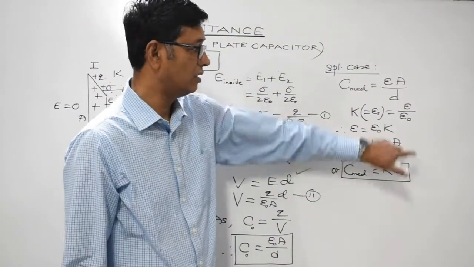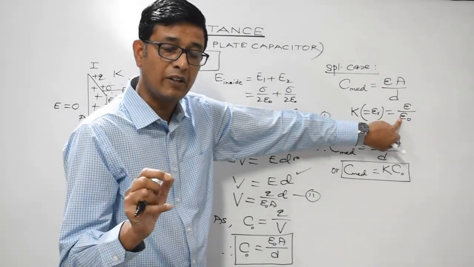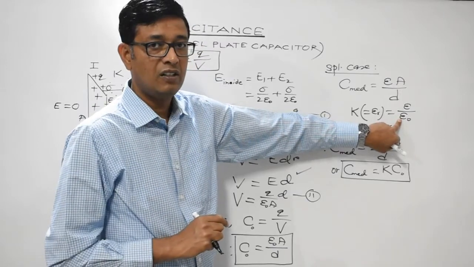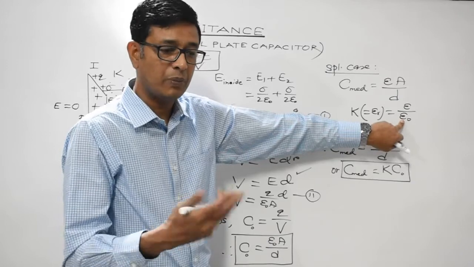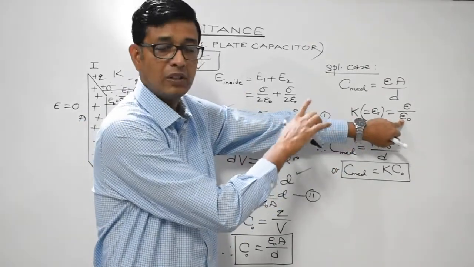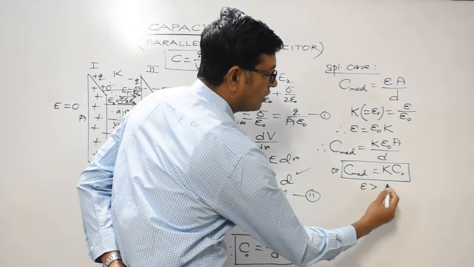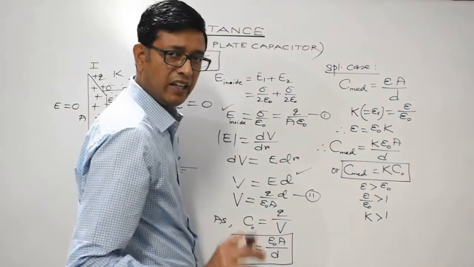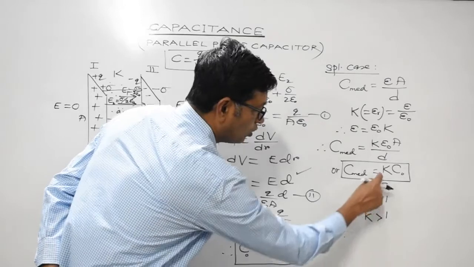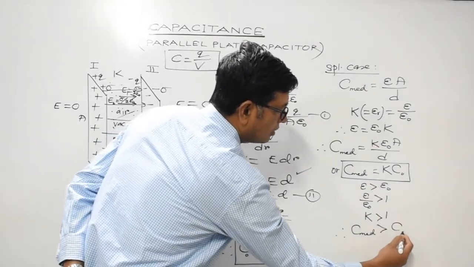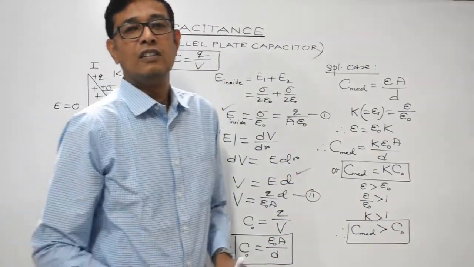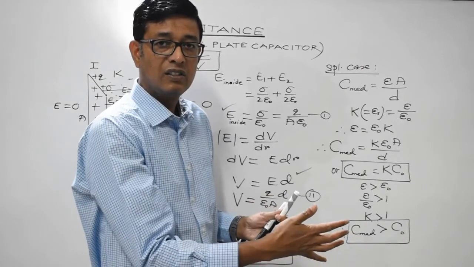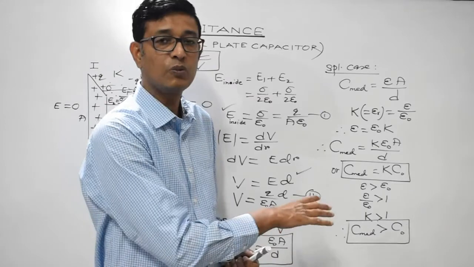Now I have told you in the earlier section that epsilon naught, the absolute permittivity of free space, is 8.854 into 10 to the minus 12 Coulomb square per Newton per meter square. It's the minimum value, right? For any medium, the permittivity value is more than that of air or vacuum. So what I mean to say is that epsilon is always greater than epsilon naught. That is, epsilon over epsilon naught is greater than 1, or K is greater than 1. For any medium, the value of K is greater than 1. Therefore, we conclude that C medium is greater than C naught. That is, the capacitance of a capacitor increases when the space between the two plates is replaced by some medium. Its capacitance becomes K times.